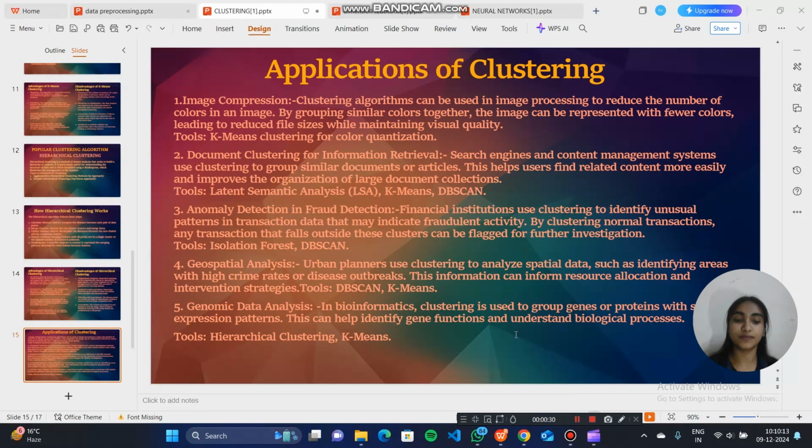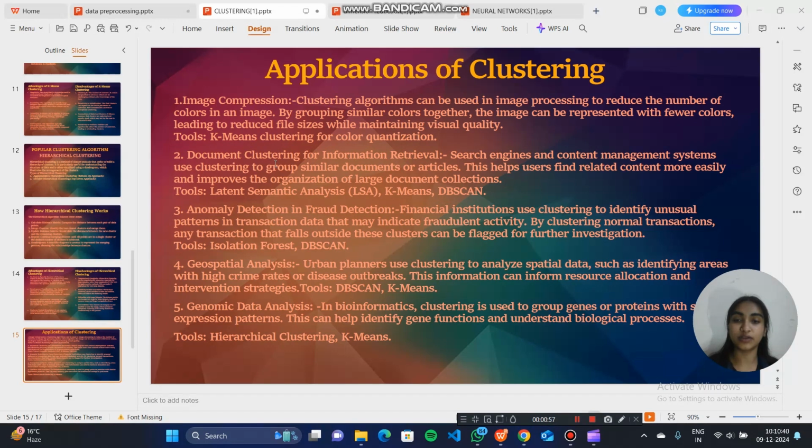Applications of clustering. First, image compression. Clustering algorithm can be used in image processing to reduce the number of colors in an image. By grouping similar colors together, the image can be represented with fewer colors, leading to reduced file sizes while maintaining visual quality. Tools: K-means clustering for color quantization.